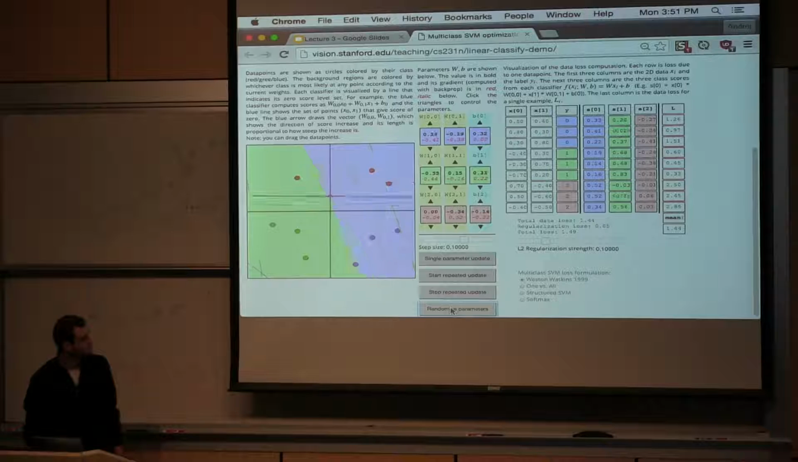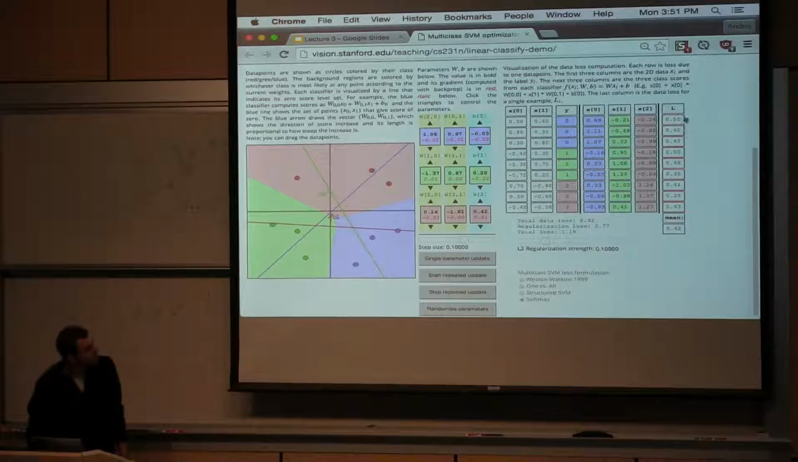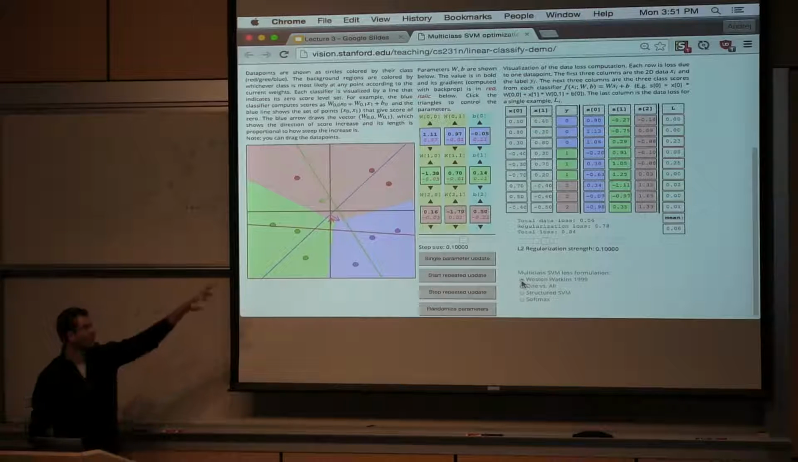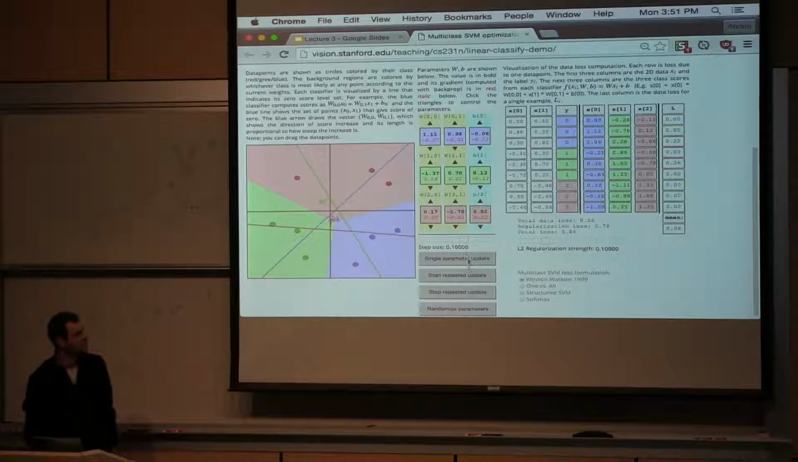And you can play here with the regularization as well. You have different forms of a loss. The one I've shown you right now is the Weston-Watkins SVM formulation. There's a few more SVM formulations, and there's also softmax here. You'll see that when I switch to softmax loss, our losses look different, but the solution ends up being roughly the same. When I switch back to an SVM, the hyperplanes move around a tiny bit, but really it's mostly the same.